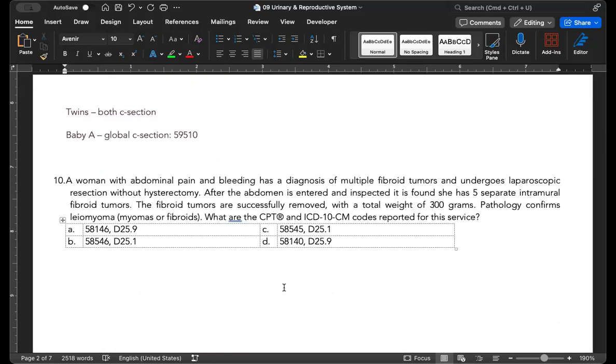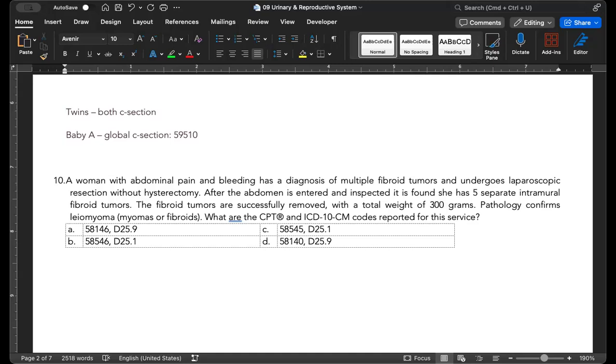Let's do this last one really quickly, from a process of elimination standpoint. We have a woman with abdominal pain and bleeding and a diagnosis of multiple fibroid tumors who undergoes a laparoscopic resection without hysterectomy. After the abdomen is entered and inspected, it is found that she has 5 separate intramural fibroid tumors, and those tumors are removed successfully with a total weight of 300 grams. Pathology confirms a leiomyoma as well as myomas or fibroids. So what are our CPT and ICD-10 codes?